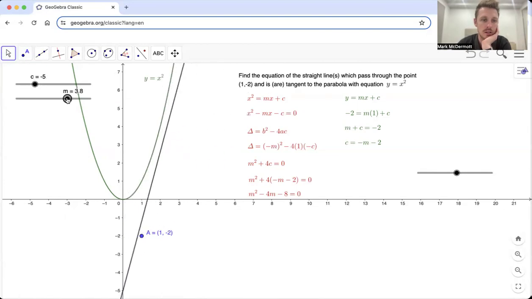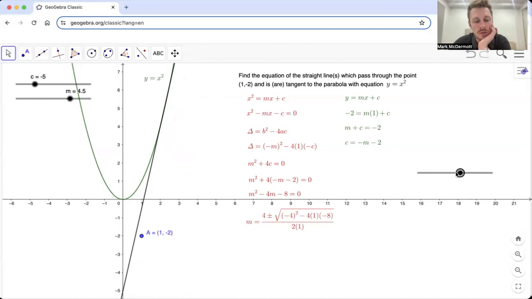There's going to be another gradient value. So there's going to be two gradient values that work. So what we can do is we can actually just use the quadratic formula. So if we solve that, we're going to get 4 plus or minus the square root of -4 squared minus 4 times 1 times -8, all over 2 times a, so 2 times 1. Okay, this simplifies to 4 plus or minus the square root of 48 on 2.